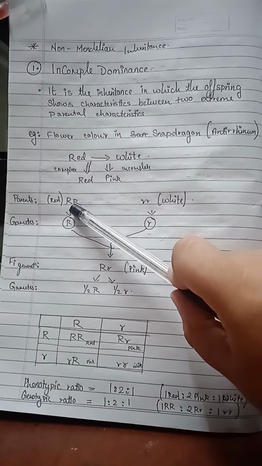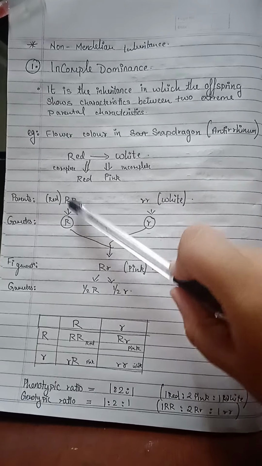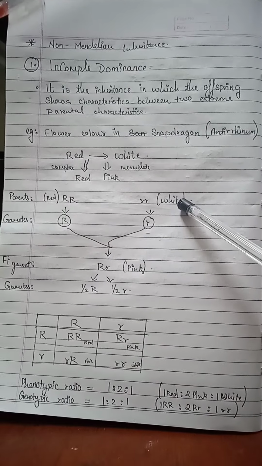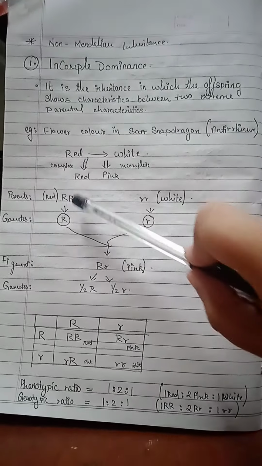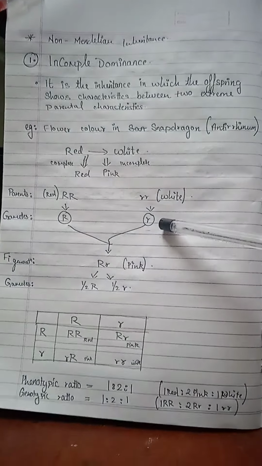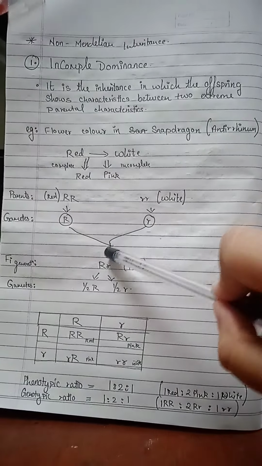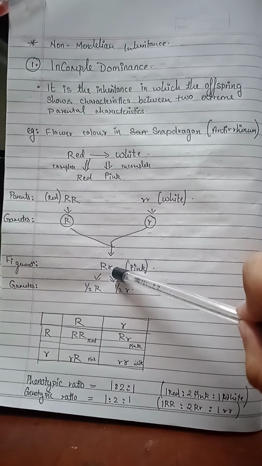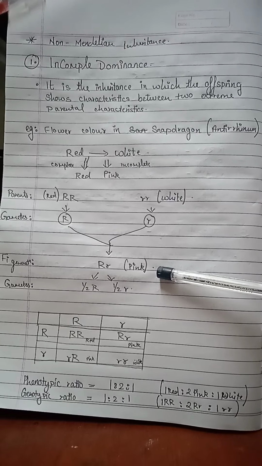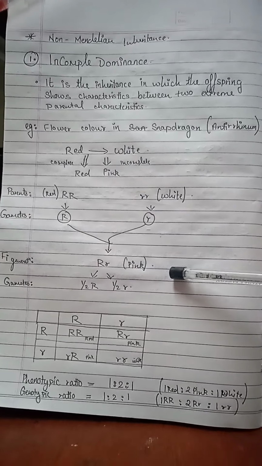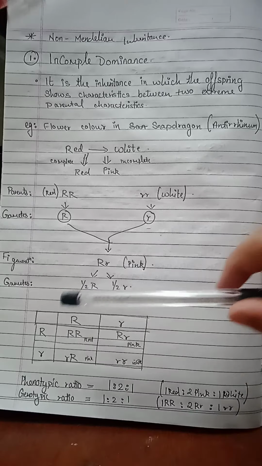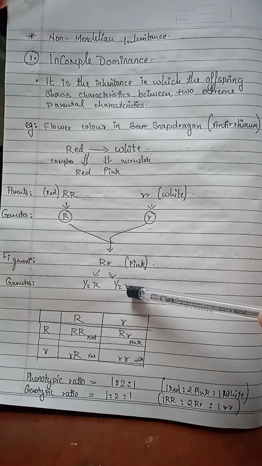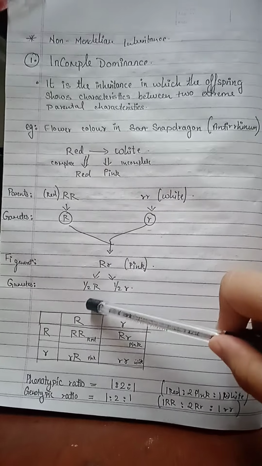Capital R is the dominant character, while small r is the recessive character. These are the parents. Now the gametes we take are capital R and small r. We pollinate this, and the F1 generation we get is capital R small r, which is a pink color flower. This is the incomplete dominance. It contains half capital R and half small r characters.